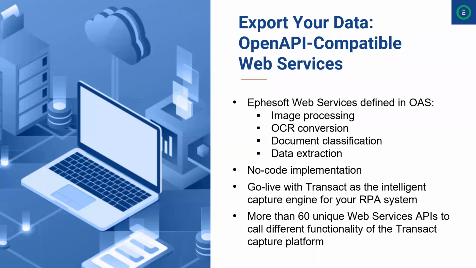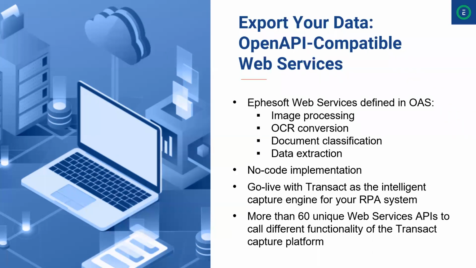So in the case where that visual-based object hasn't been created so that you can just drag and drop it into your workflow, or an activity isn't available for download from your RPA's digital marketplace, we offer a wide variety of open API calls for integrating Transact with your RPA system. We can do as little as just image processing, where we're performing that page cleanup and document splitting. We can do the OCR conversion in and of itself. We can just do document classification, or we can cover everything.